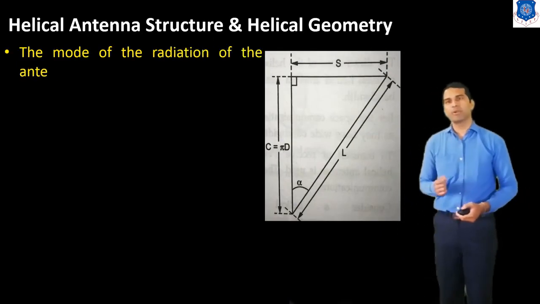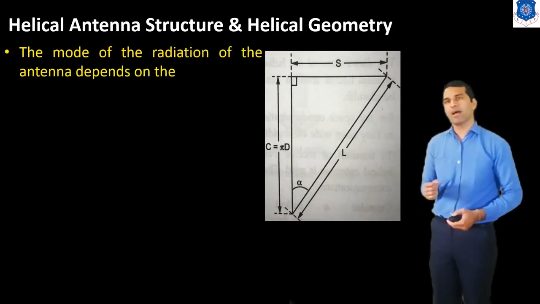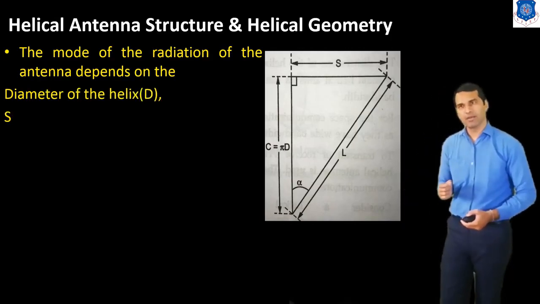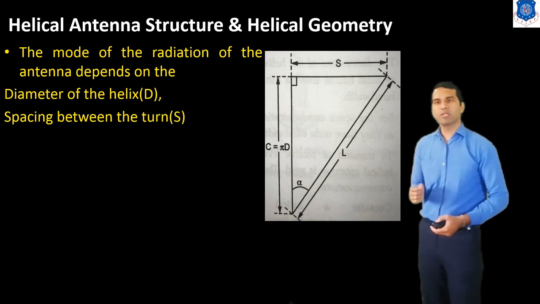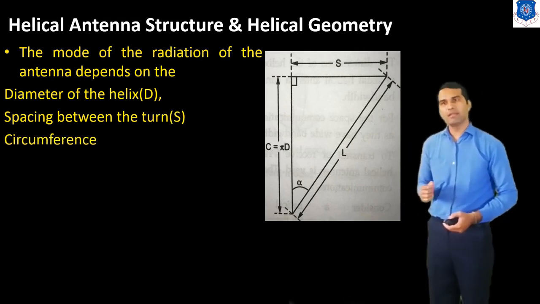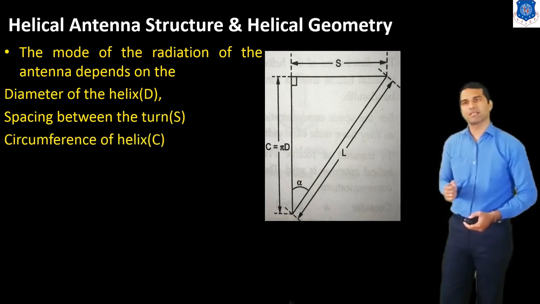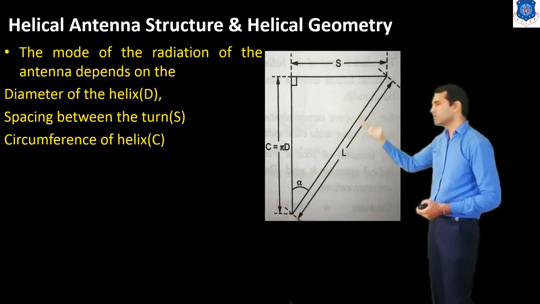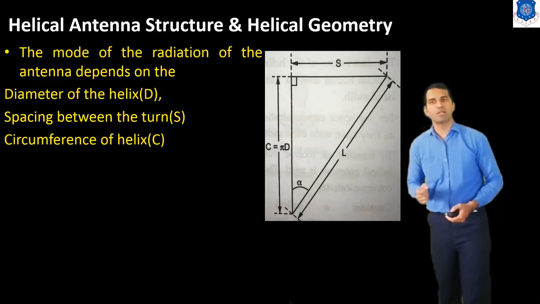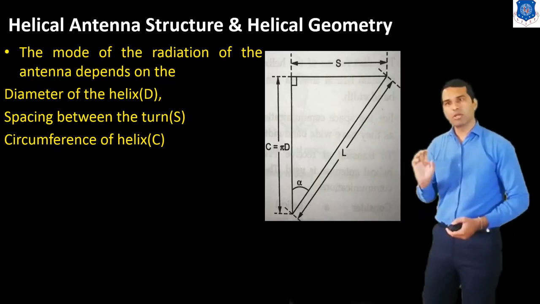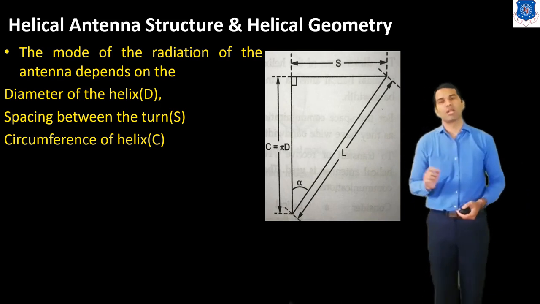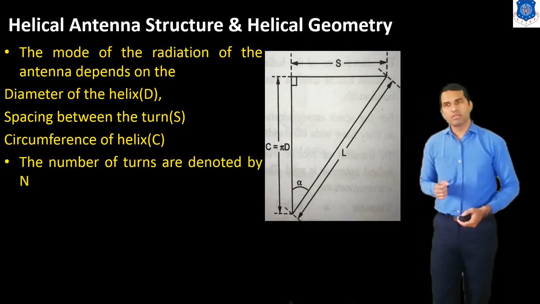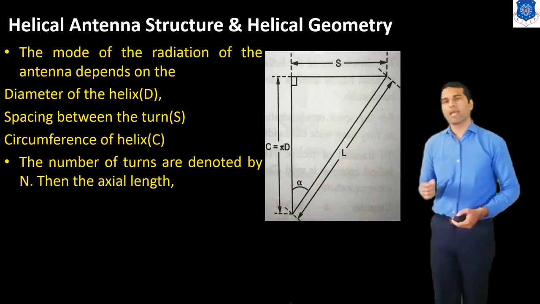Now the mode of radiation of the antenna depends on the diameter of the helix D, the spacing between the turns S, and the circumference of the helix C. So the radiation mode of the helix depends on these three quantities: the diameter of the helix D, the spacing between the turns S, and the circumference of the helix C. The number of turns is denoted by N.